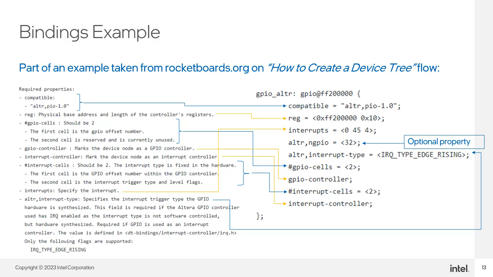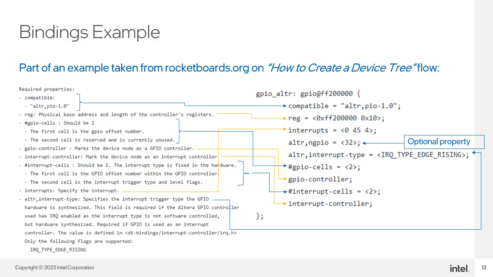Let's take for example the compatible property, which is described specifically as the manufacturer and model in the compatible property on the right, with a string directly in the device tree modification. You can also find another example with the number of interrupt cells, which should be 2 as described in the bindings on the left, and then you can find how it is also added into the device tree modification on the right.